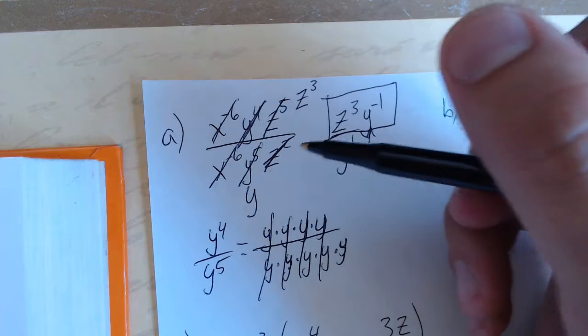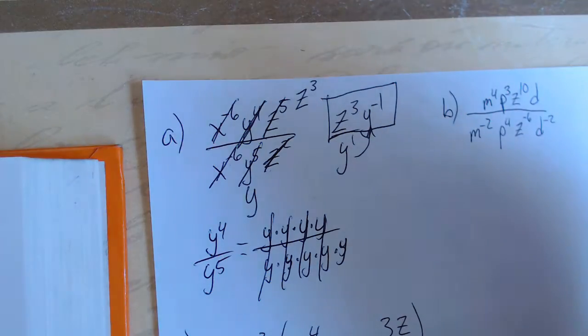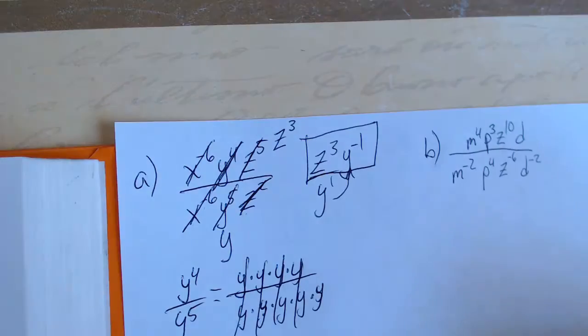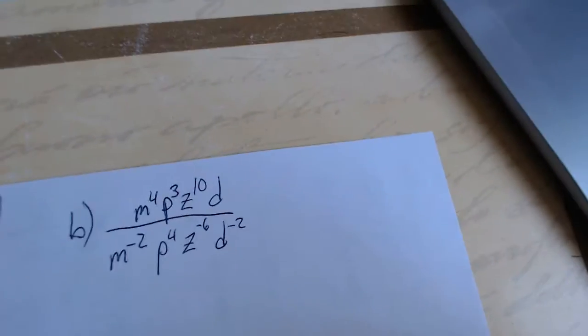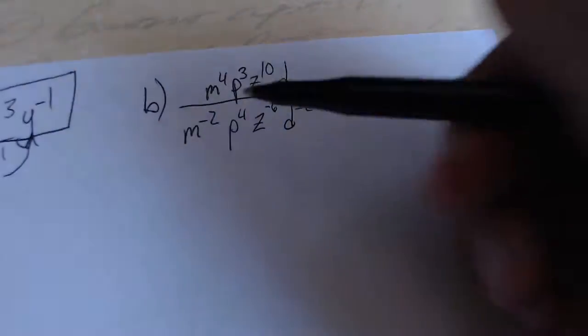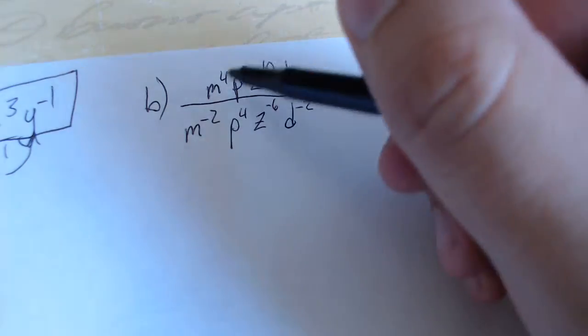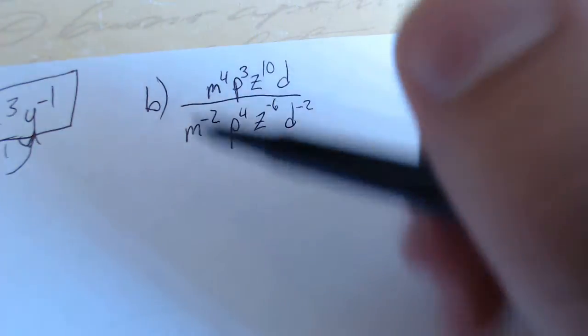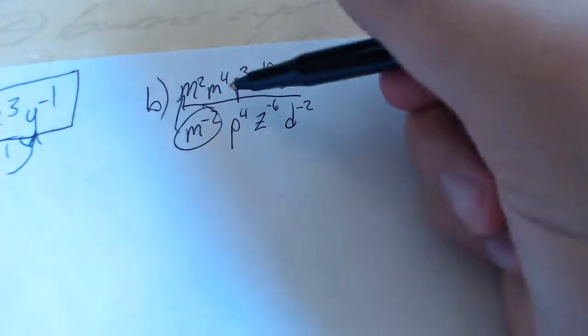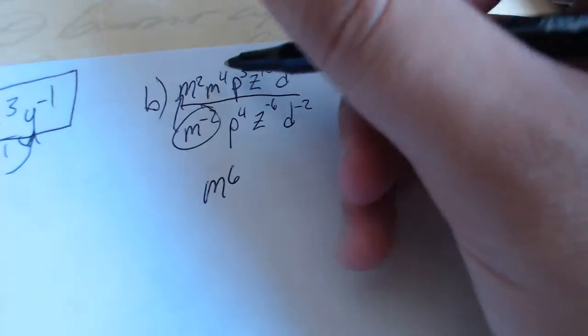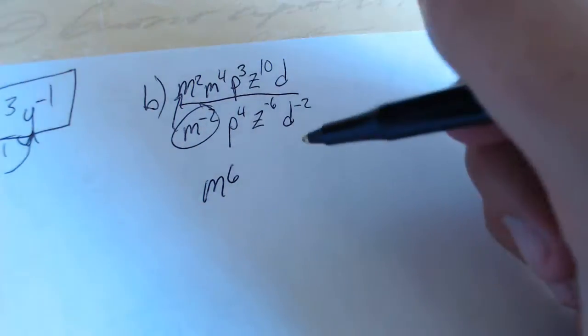Now, this gets a little bit tricky if we have a positive on the top and a negative on the bottom. That's what we see in B. So we get m^4 over m negative 2. I can't really cancel these because they're opposite signs. But what I can do is take this m negative 2 and move it to the top as m squared. So m squared and m^4 would give me m to the power of 6. I'm going to rewrite the answer down here to save space.